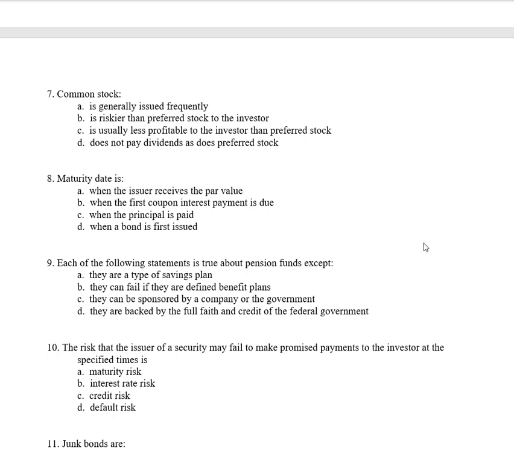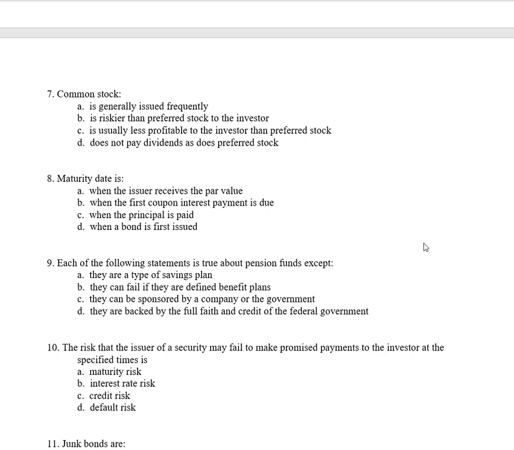C is usually less profitable to the investor than preferred stock. That is not true. Over time, common stock should have a higher return than preferred stock because there are more risks associated with it. While it's true that you can lose more money with common stock, the potential for gains is higher, and on average you have more gains by investing in common stock than preferred stock. We're going to talk about that more later as we get into stock and risk and return ideas. And then D is incorrect.